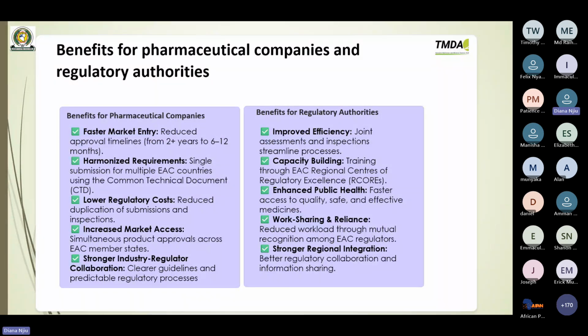There's also a chance of work sharing and reliance among NMRAs. It means the decision that is already made through the EAC can be adopted by the countries without repeating the work, and it also reduces the workload through mutual recognition among the EAC regulators. There's also a strong regional integration, which means better regulatory collaboration and information sharing. The member states can have access to the reports, whether it is a joint assessment or a GMP inspection, and have their data in order.